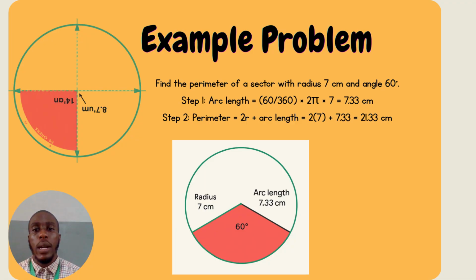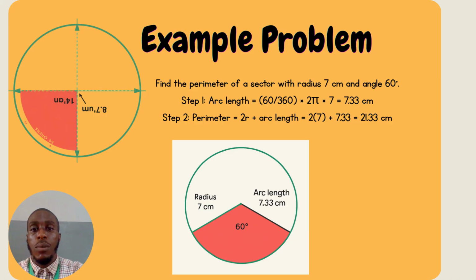Okay, so we are given an example here. We are asked to find the perimeter of a sector with radius 7 centimeters and an angle of 60 degrees. You can see that 60 degrees is going to be our theta. It's going to be the value for our theta.